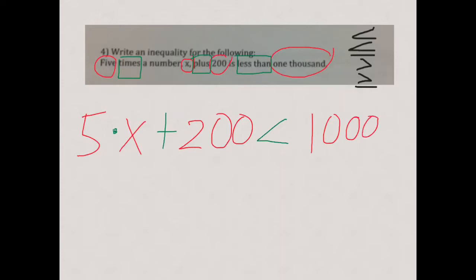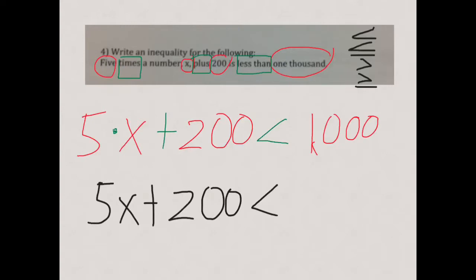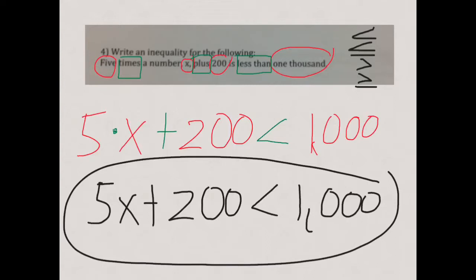1,000. So just like I read the problem out loud, that's how I'm going to write the problem. Now 5 times x is the same as 5x plus 200 less than 1,000. And that would be my answer on the test. Okay, you'll have a similar problem, something like this, where if you weren't sure what an inequality was, well, now you know we have to use our less than, greater than, and equal to, or greater than or equal to. Okay.